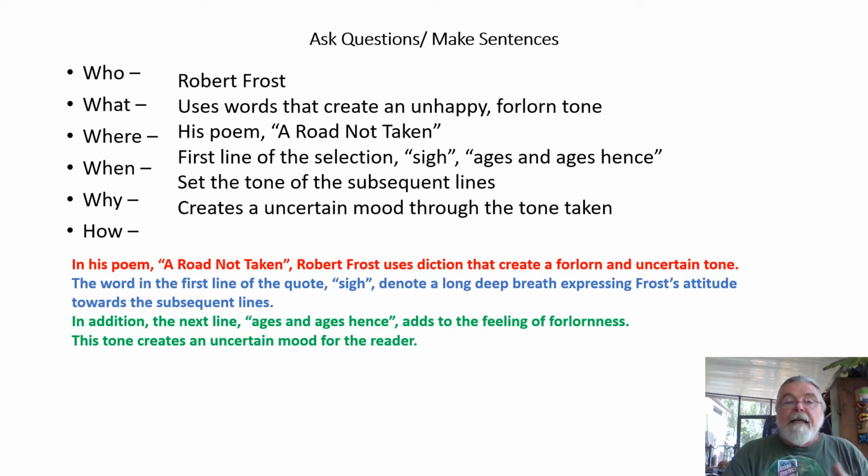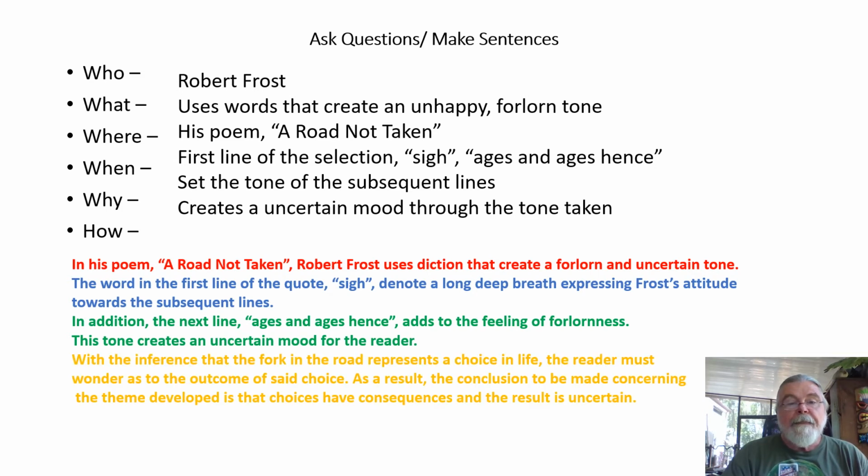All right. Some people would stop right there. They say, there's my commentary. It's not. It doesn't answer how or why. Let's continue. With the inference that the fork in the road represents a choice in life, the reader must wonder as to the outcome of said choice. As a result, the conclusion to be made concerning the theme developed is that choices have consequences and the result is uncertain. There's my comment, SEC.